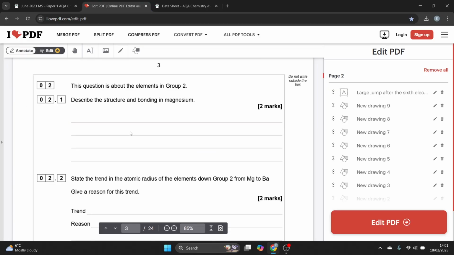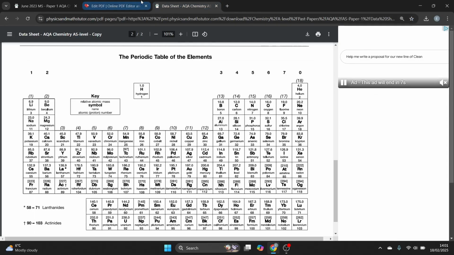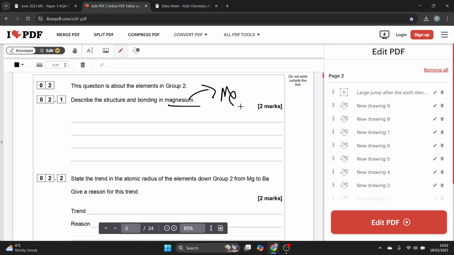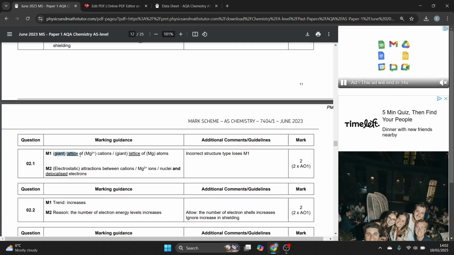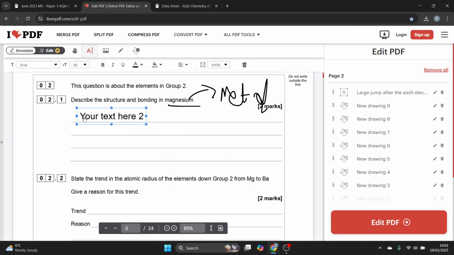Describe the structure and bonding in magnesium. Okay, so what is magnesium? Magnesium is obviously a metal, so that's what I would talk about really. And if you look at the mark scheme, that's what it's talking about. Giant lattice of the Mg2 plus cations, electrostatic attraction between the positively charged ion and a delocalized electron. But in this case, very specific to the question.